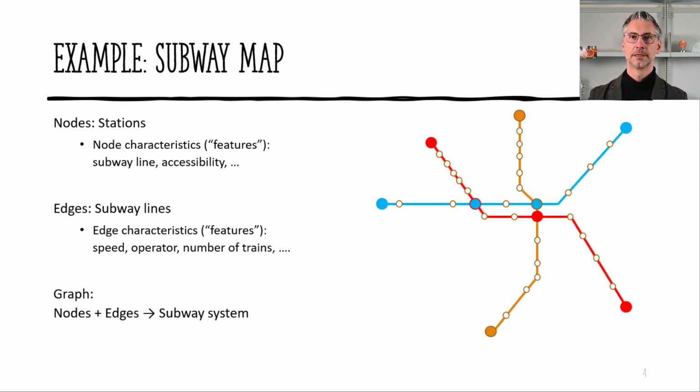We can of course make this a little bit more complex. We keep the stations as the nodes with their node features, but now we add characteristics or features to the edges. For example, the speed of the trains that go there, or the operator that operates those coaches, or the number of trains that can pass through at a given time, and so on. Now again, our subway map or the graph is a combination of nodes and edges and builds our subway system, but both the nodes and the edges now have features associated with them.